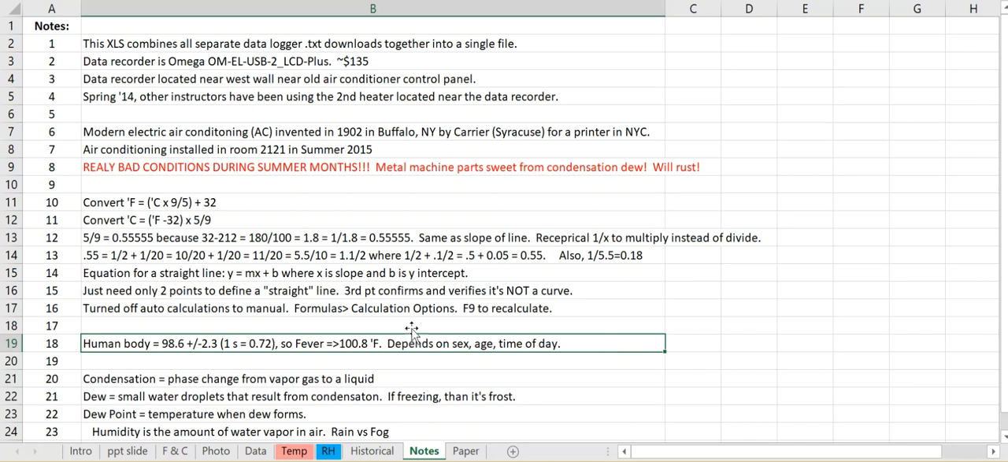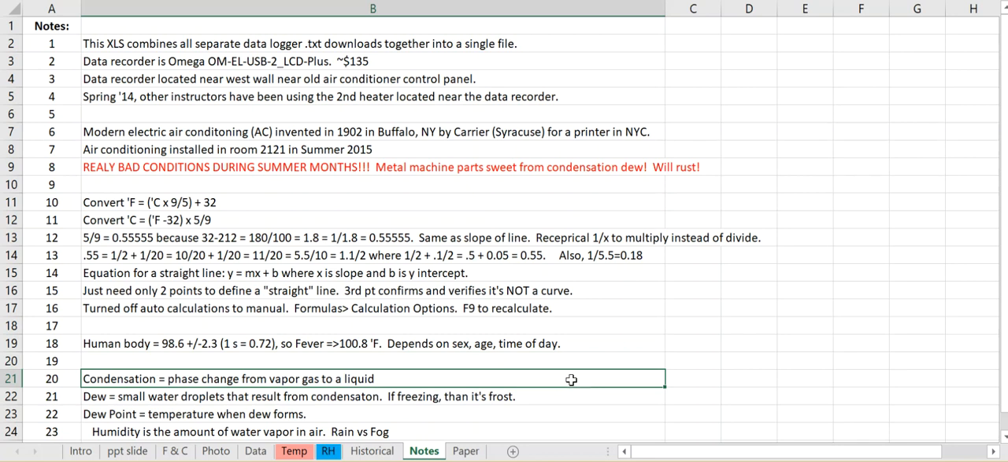So the specification for the human body's normal body temperature is 98.6. But it fluctuates depending on your sex, your age, and the time of day. So there's got to be a tolerance limit here, and the tolerance limit is plus or minus 2.3 degrees, based on 3 times the standard deviation, where a single standard deviation is 0.72. So technically, you can't really say you have a fever until you have a temperature over 100 degrees based on the standard deviation. Let's make sure we understand some basic terms and definitions.